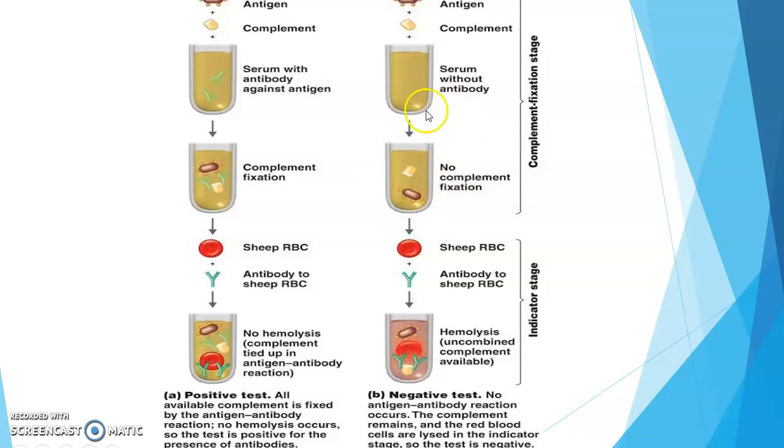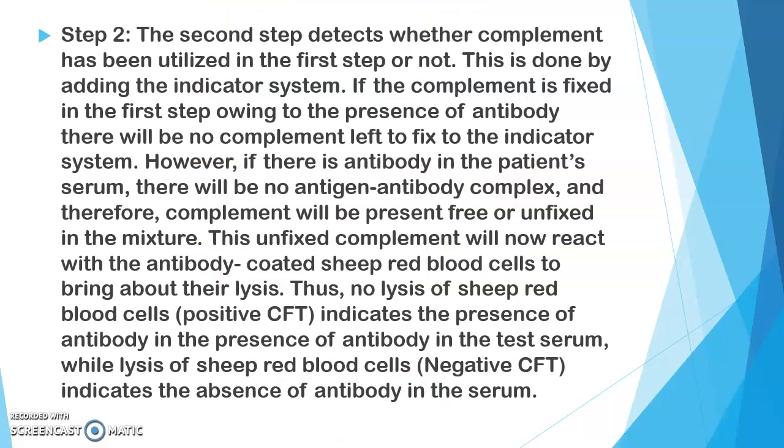In the next test tube, we see that no complement fixation occurs, and if the RBC of sheep is added with the antibody, the hemolysis occurs, which gives a negative test. No antigen-antibody reaction occurs. The complement remains and the red blood cells are lysed in the indicator stage. So the test is negative. So here we have studied both positive and negative test.